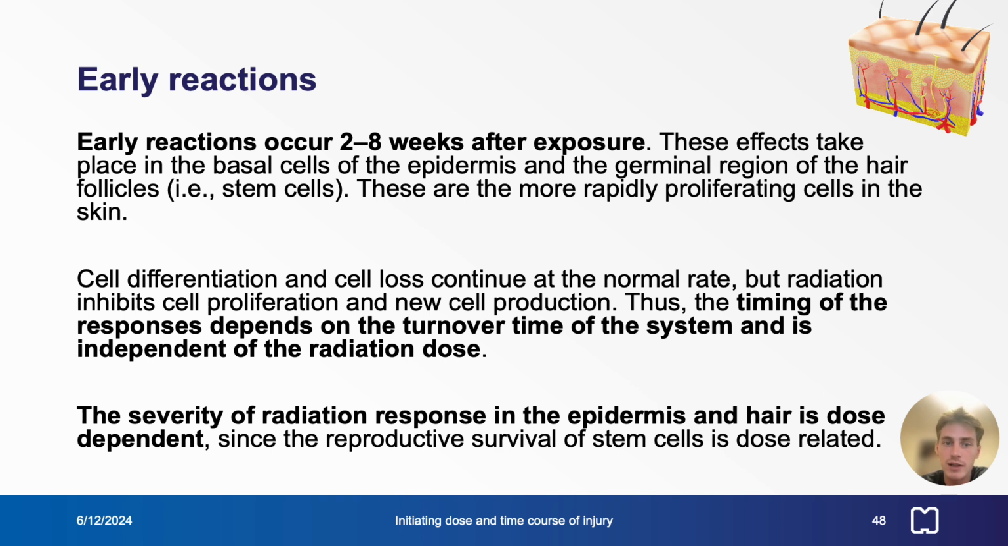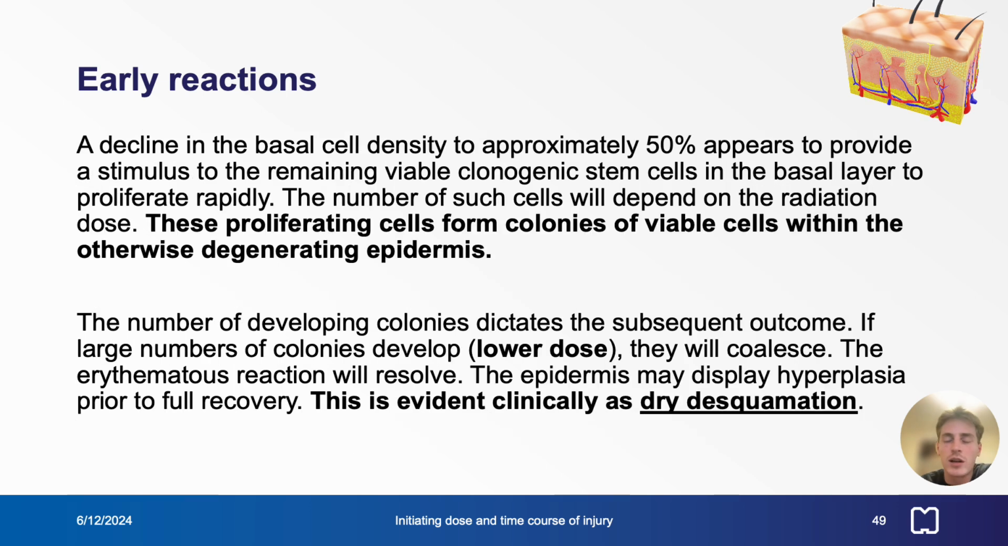But the severity of radiation response in the epidermis and hair is dose dependent, since the reproductive survival of stem cells is dose related. A decline in the basal cell density to about 50% appears to provide a stimulus to the remaining viable clonogenic stem cells in the basal layer to proliferate rapidly. The number of such cells will depend on the radiation dose. These proliferating cells form colonies of viable cells within the otherwise degenerating epidermis. The number of developing colonies dictates the subsequent outcome.